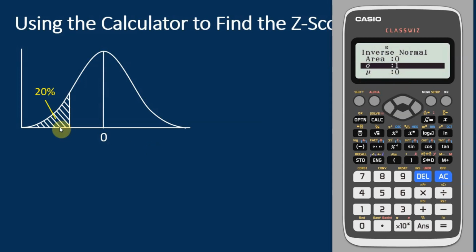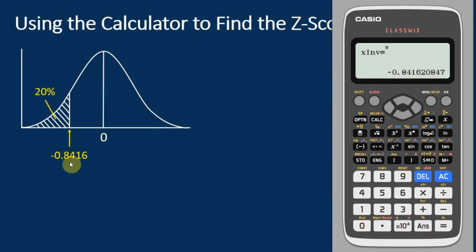For example, in this case, if the sketched area occupies 20% of the area below the graph, the probability will be 0.2. Therefore, in the calculator, under the area, we key in 0.2 and then press equal. For the standard deviation and mean, for a standard normal distribution, we leave it as 1 and 0. Therefore, we press the equal sign one more time. Now we can see that the Z-score is equal to negative 0.841620847.